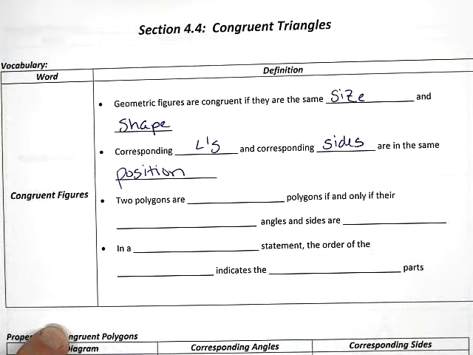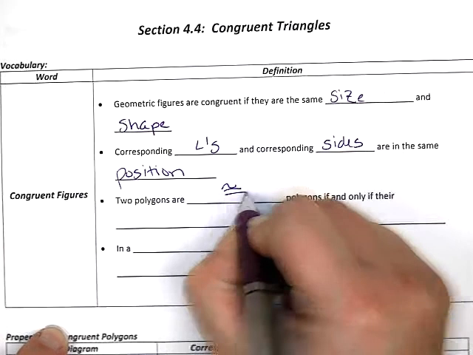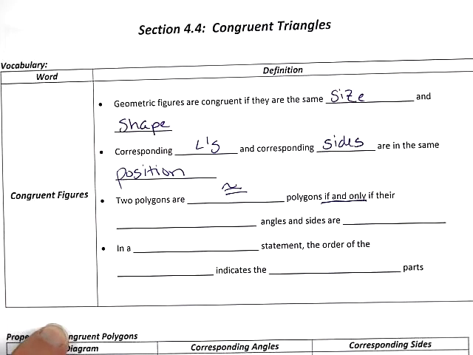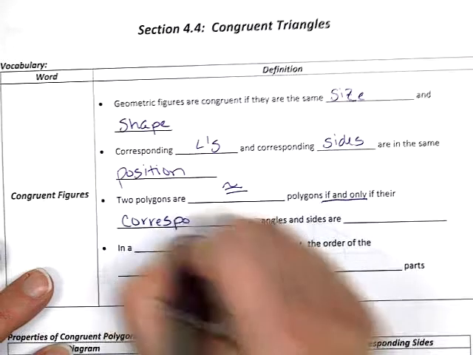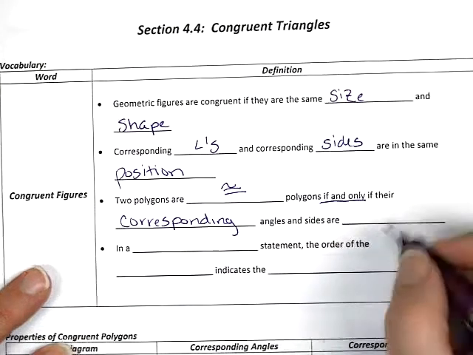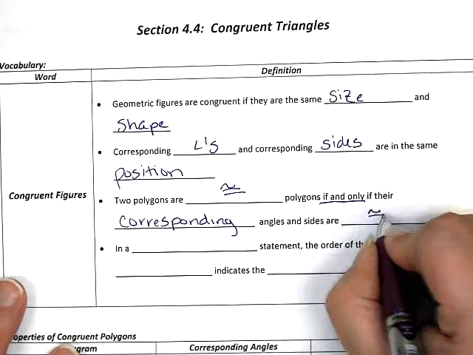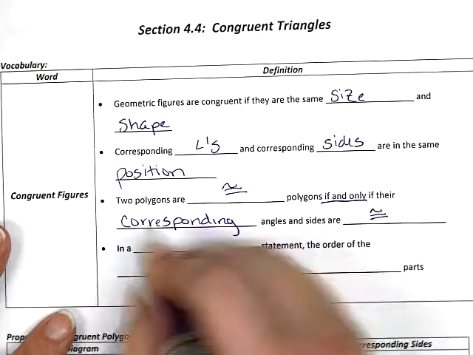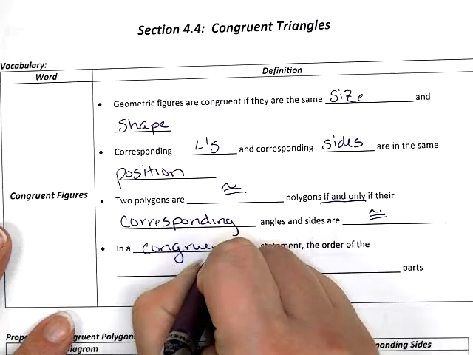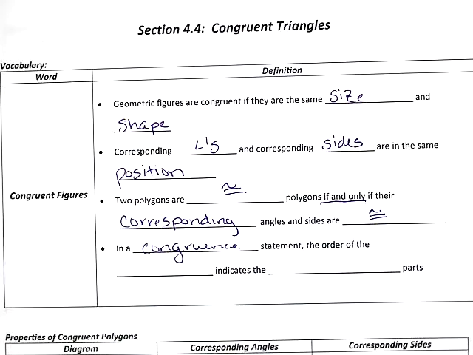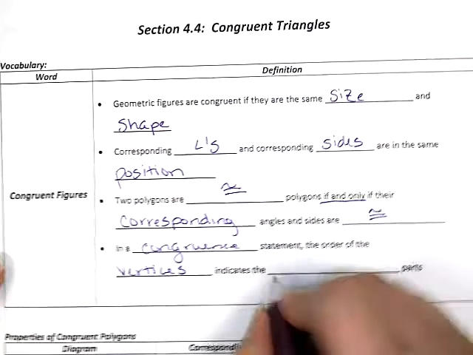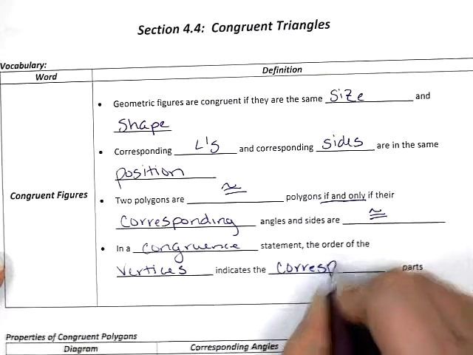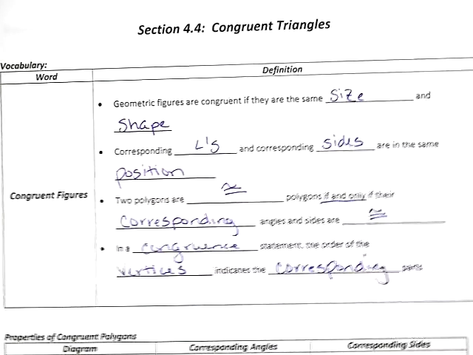Two polygons are congruent if and only if, so this is important, okay? So if and only if their corresponding angles and sides are congruent. In a congruence statement, the order of the vertices indicates the corresponding parts. So that's a lot of vocab right there, right? So take a look at this figure down here.